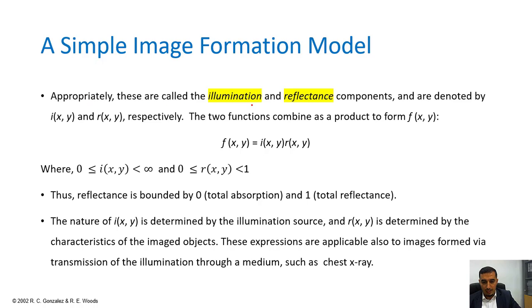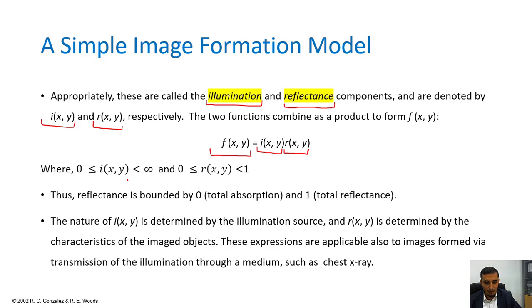So appropriately, we need to know what is the illumination and what is the reflection components of an image. So illumination is i(x,y) and reflection is r(x,y). These are the values representing the image. So the value of any pixel is basically the illumination multiplied by the reflection.